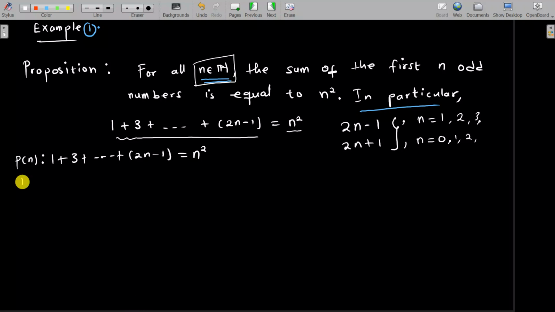So you pick n equals 1, since we are starting from 1. Per the definition they gave, which is an odd number definition with indexing starting from 1, p of 1 is such that you pick the first term, 1, and this should be equal to 1 squared. This tells us that indeed 1 is equal to 1 squared, and so p of 1 is true.